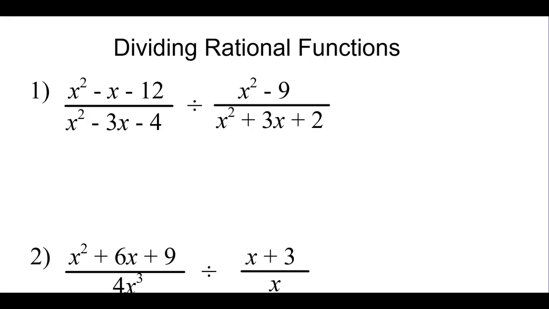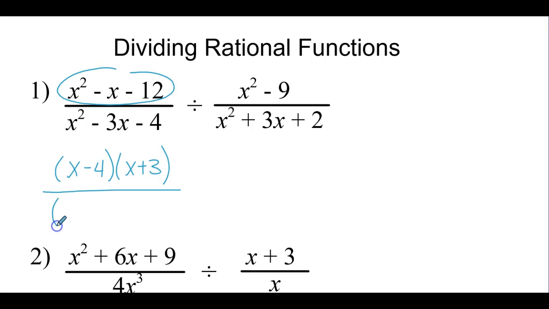So here we go. Speed factoring. How does the top of this factor? X plus 4, x minus 4, x plus 3, over x minus 4, x plus 1. So keep the first fraction, change the sign to a multiplication sign, and flip this one upside down.